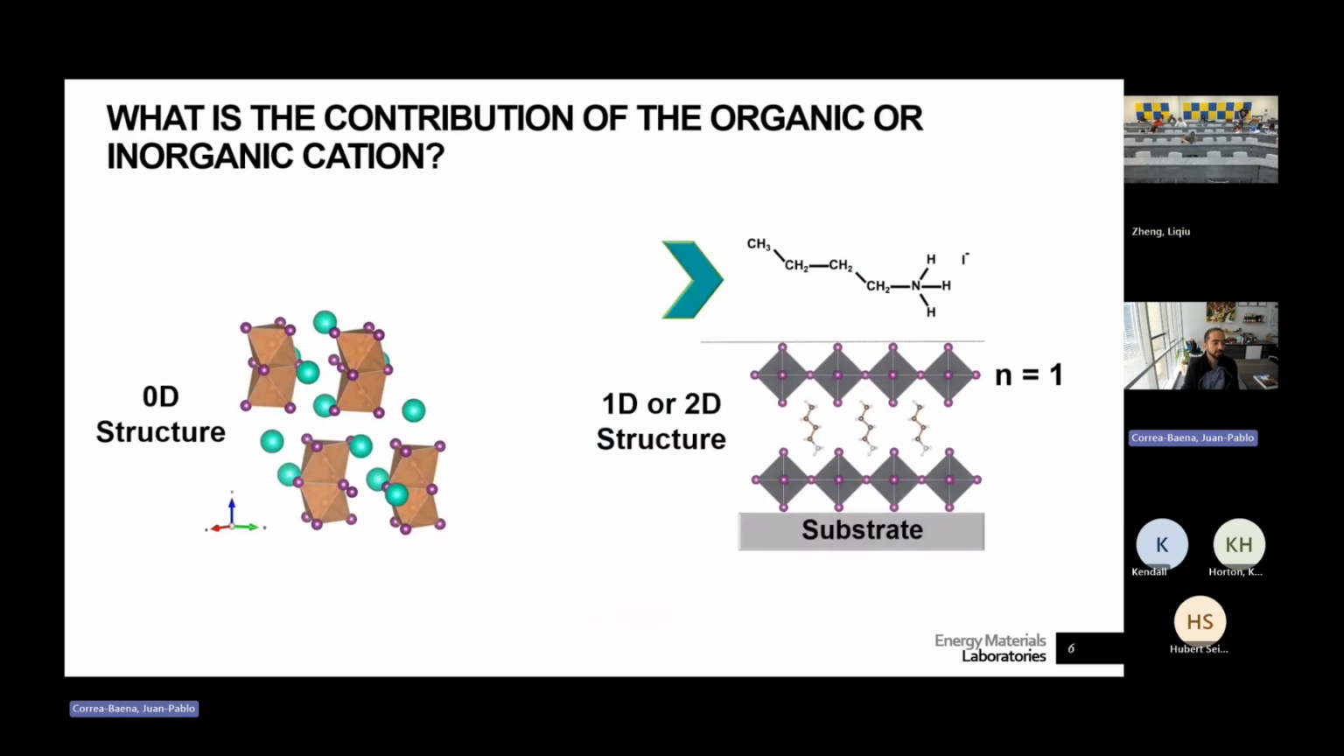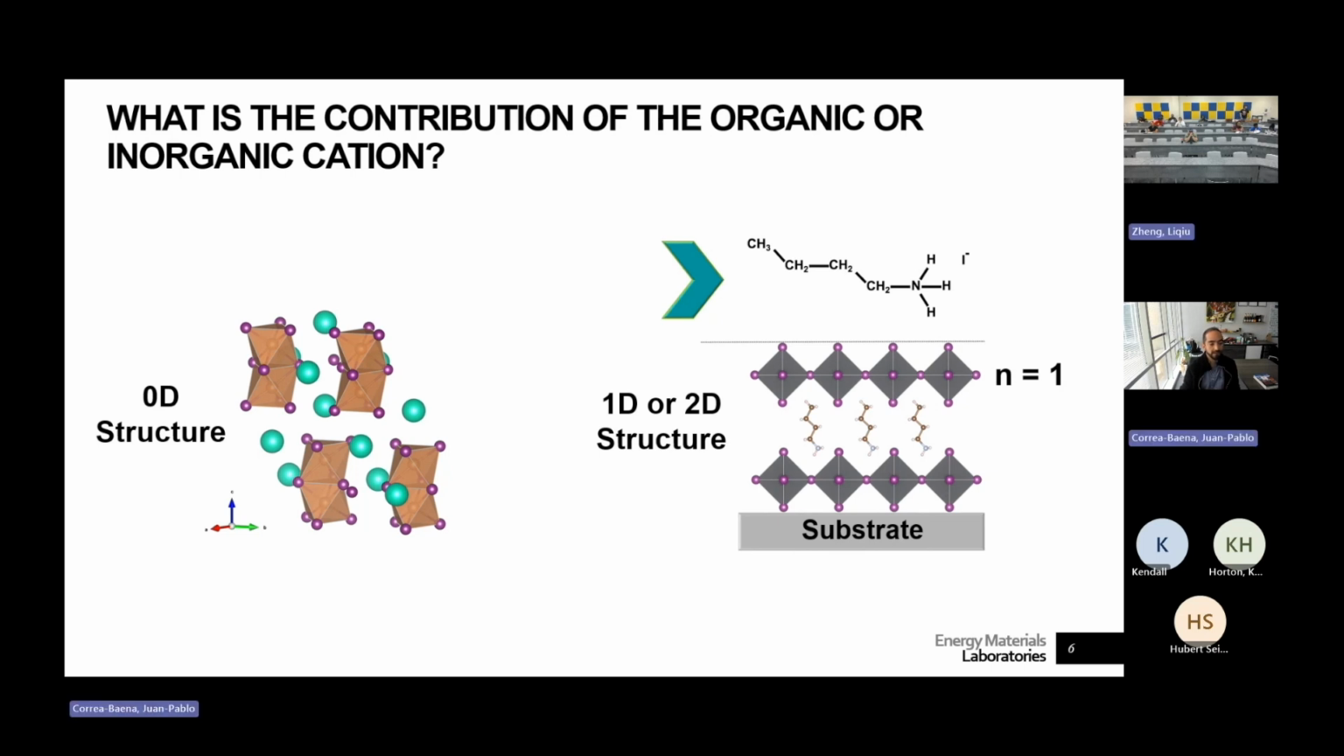And those negative and positive interactions lead to different dimensionalities. For example, here we can have a 0D structure where we have these octahedra that, instead of forming corner sharing, are isolated. You can see here that we have this isolated group of octahedra, 2 octahedra that are coming together, but they're isolated from the next one. So this is what we call a 0D structure.